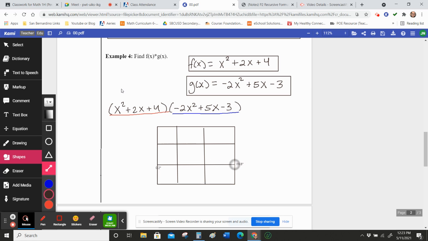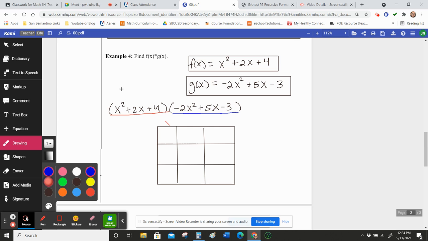Sorry if it's not even. And then we need to multiply the box out. Does it matter what goes where? Not really, because in this particular situation, kind of like the 2 by 2, we have the same number of terms, right? So I can put the x squared plus 2x plus 4 here, and then write down the other one on this side, negative 2x squared plus 5x minus 3. Or I can do it the other way. It doesn't really make a difference. You'll still get the same answer.